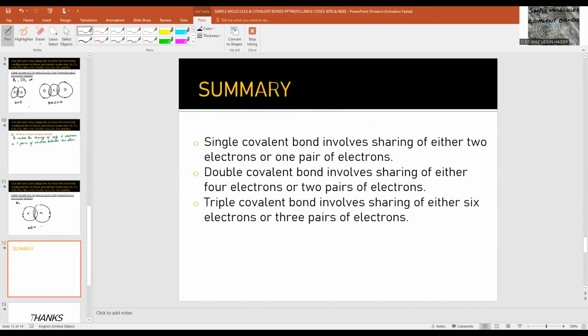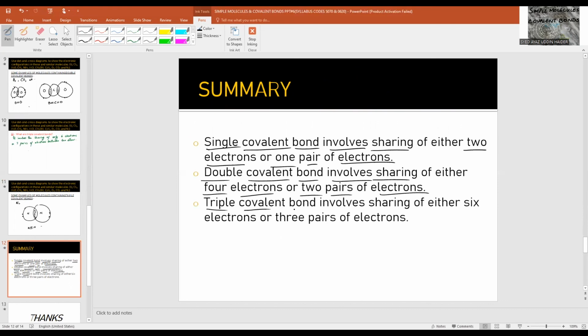So here's the summary of today's lesson. A single covalent bond involves sharing of either 2 electrons or 1 pair of electrons. A double covalent bond involves sharing of either 4 electrons or 2 pairs of electrons. A triple covalent bond involves sharing of either 6 electrons or 3 pairs of electrons.